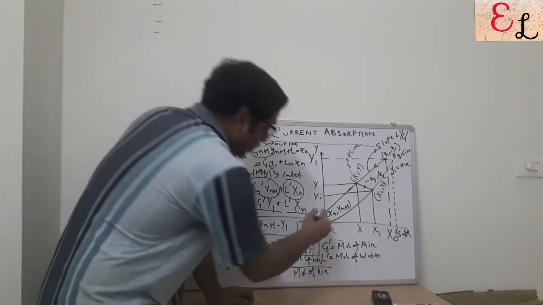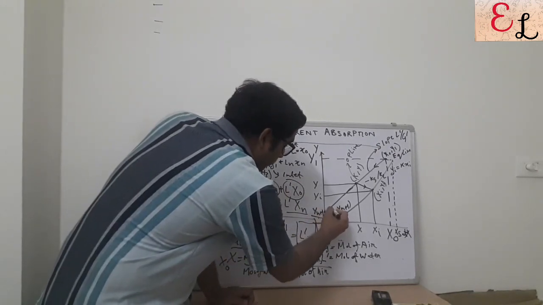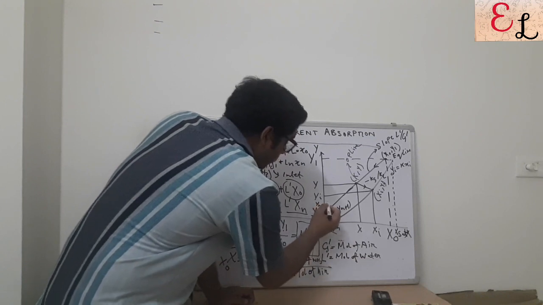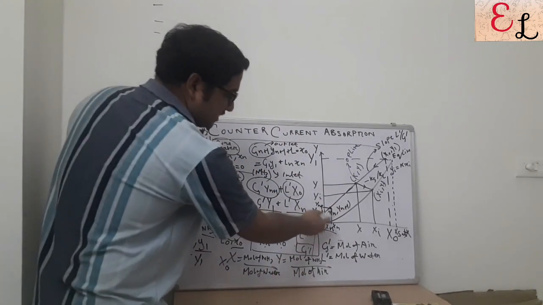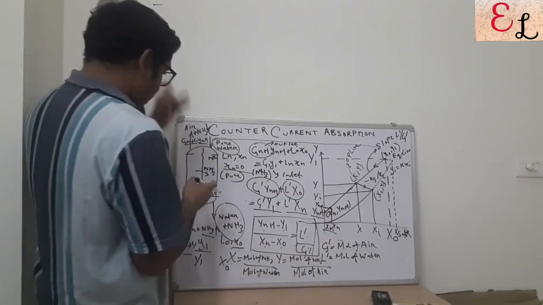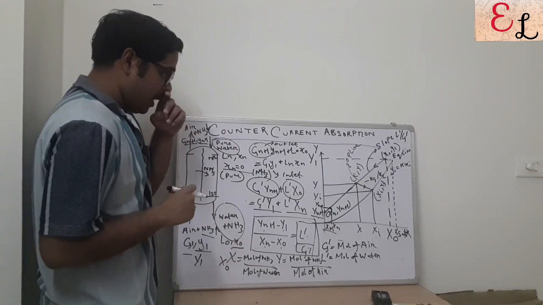If it is not 0, it will end up somewhere here. So it will have an Xn value and it will have a Yn plus 1 value. If it is 0, it ends here only. Xn is equal to 0 and Yn plus 1 is having some value here. So some amount of NH3 is still remaining there.